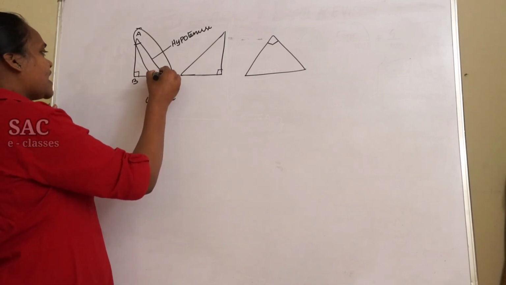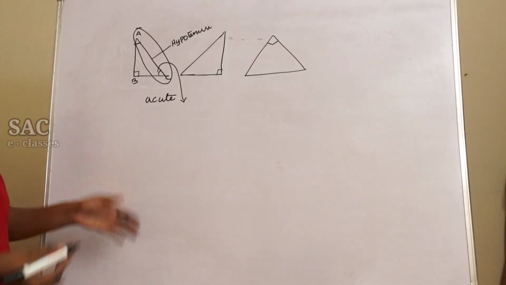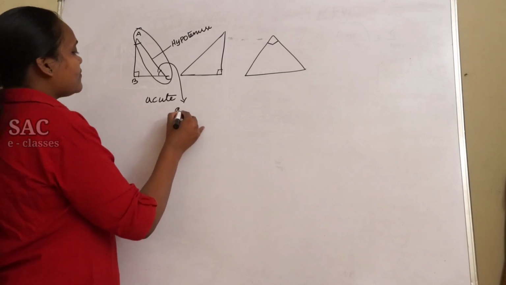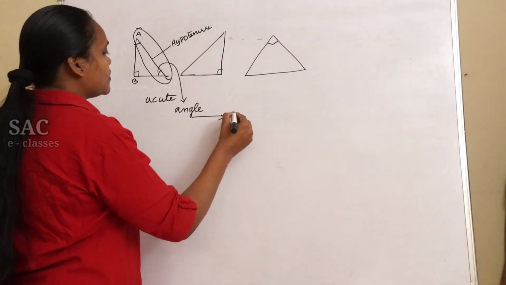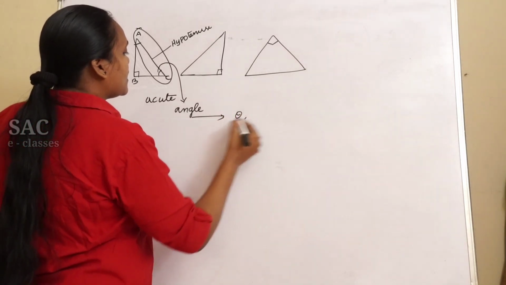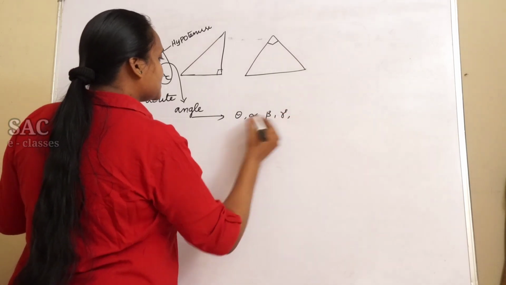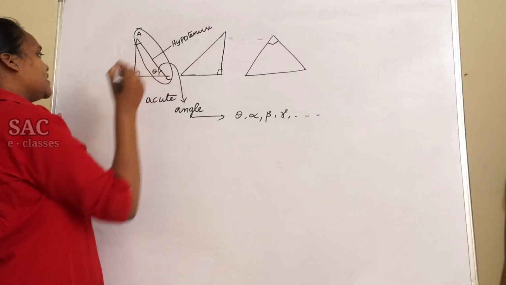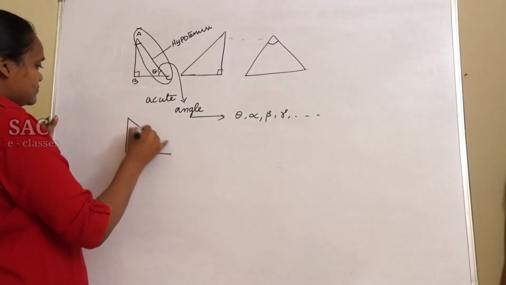Nothing but whichever angle we are going to consider, or which angle we are going to evaluate, we call that the angle of reference. For example, angles of reference are denoted with Greek symbols like theta, alpha, beta, gamma. Like these symbols we will use. For example, I want to consider theta here. Now it is like this.